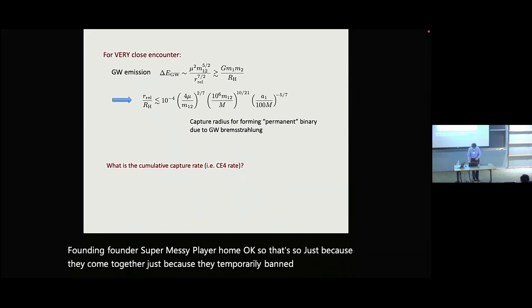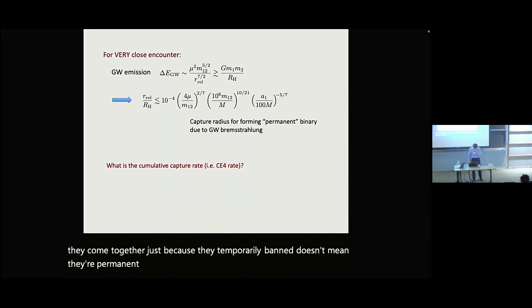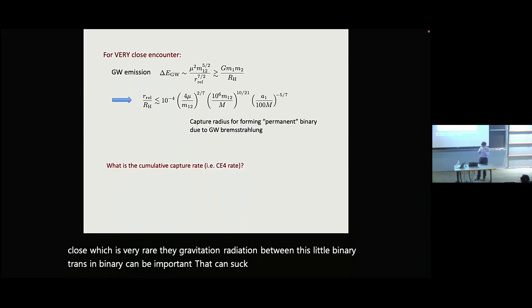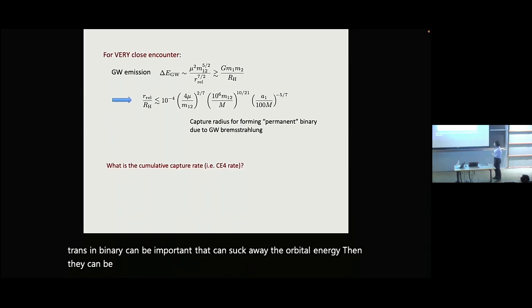Okay, so just because they come together, just because they are temporarily bound, does not mean they're permanent. However, for a very close encounter, which is very rare, the gravitational radiation from this little transient binary can be important. That can suck away the orbital energy. Then they can be captured into a permanent binary.